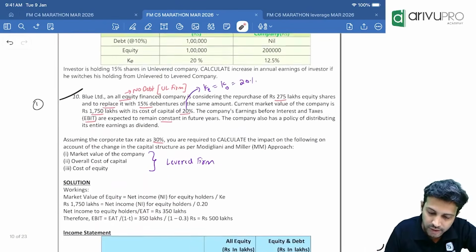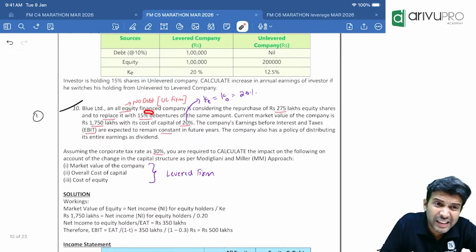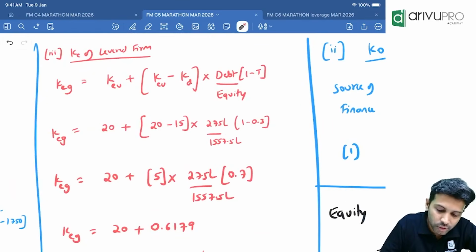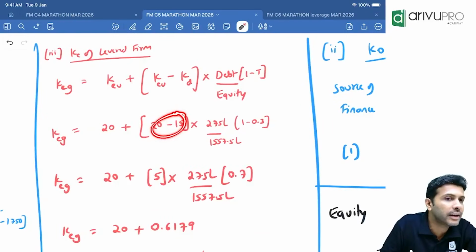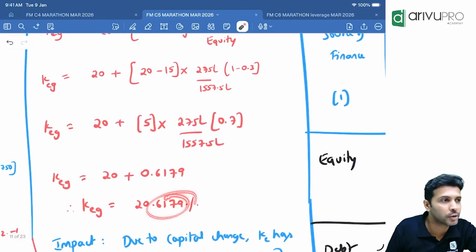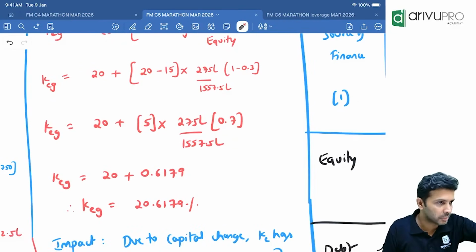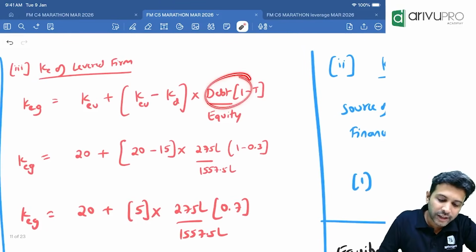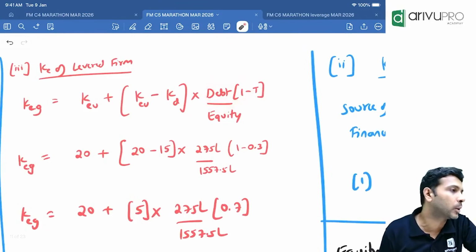What is the cost of debt here, people? Cost of debt here is the actual cost or interest rate. How much is the interest rate? 15%. You can take decimal or you can take percentage directly. If you take percentage, the final answer will also be in percentage. If you take decimal, the final answer will be in decimal, which you have to convert into percentage. Your choice. Into debt into 1 minus tax rate divided by equity.